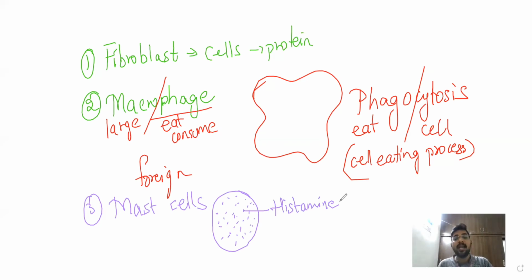So many things are there, and all these are interconnected. If they come into contact with some foreign substances like bacteria, these mast cells get activated and rupture, and this histamine is secreted out, and they induce an allergic response. What is this allergic response?